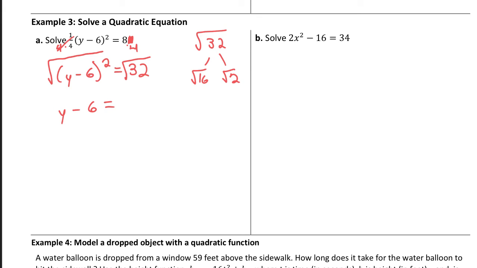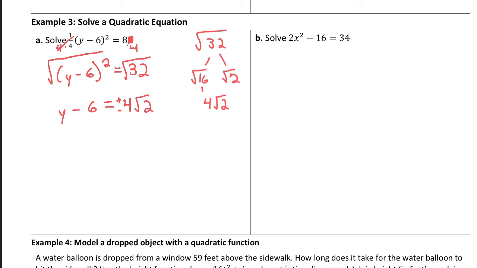A perfect square is a factor of it. So this really is 4 times the square root of 2. The other thing I want you to remember is that when we take the square root of any number, there are 2 solutions. There is a positive solution and a negative solution.